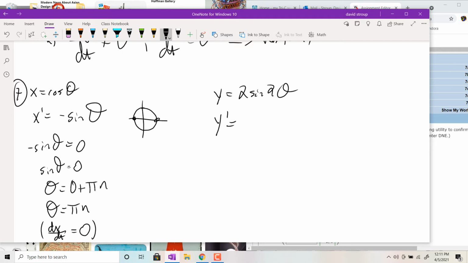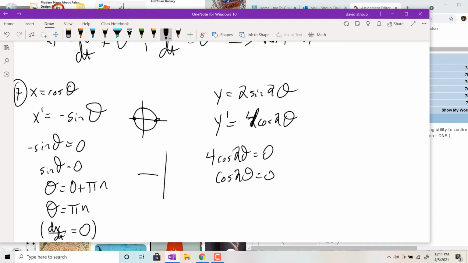So y derivative is going to be 2 cosine of 2 theta, sorry, times 2. So that'll be 4 cosine of 2 theta. Set that equal to 0. Divide both sides by 4. And then the places where cosine is equal to 0, where did those happen? That would be at pi over 2 plus 2 pi n. So 2 theta would be pi over 2 plus 2 pi n. And then also at 3 pi over 2 plus 2 pi n.